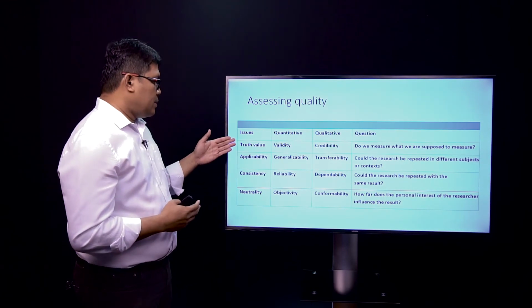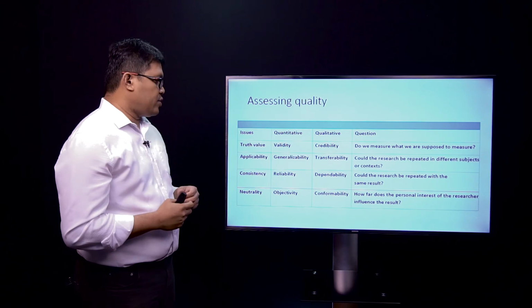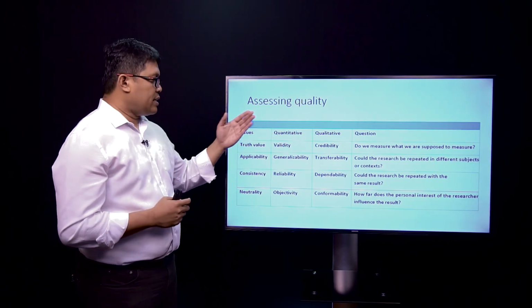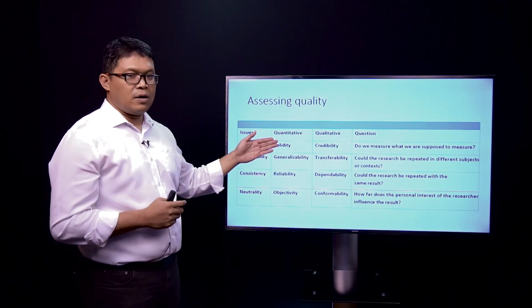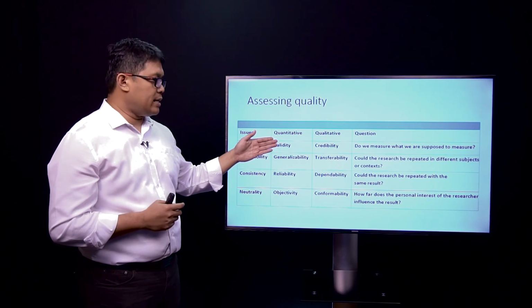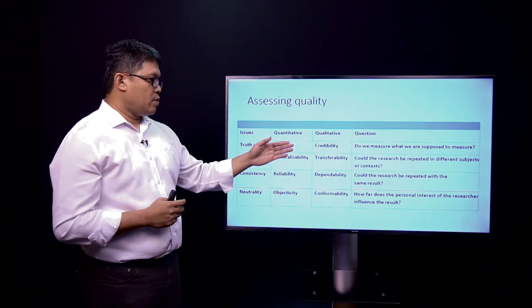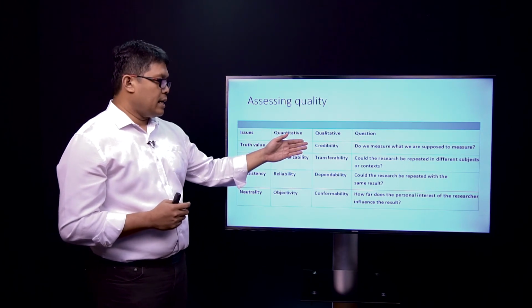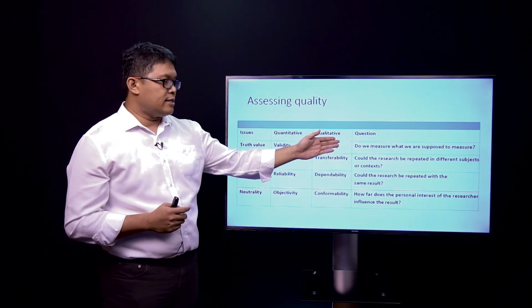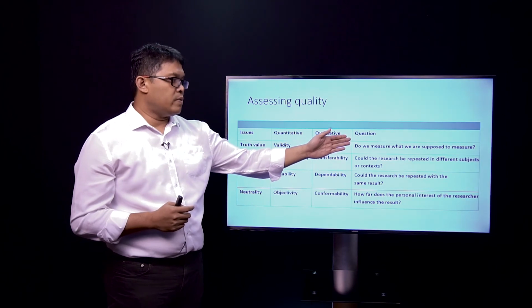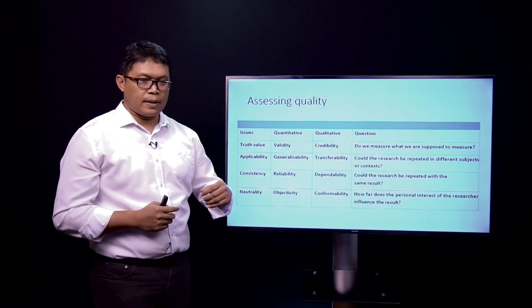For example, we can measure the truth value. In quantitative, we have this validity or internal validity parameter. In qualitative study, there are similar criteria, what we call credibility, and this relates to the question whether we do measure what we are supposed to measure.